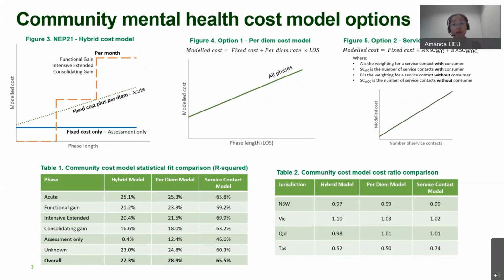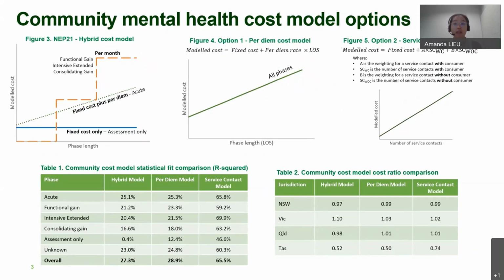In evaluating these alternative model structures, we looked at 2 key measures, the first of which was R-squared to evaluate the model statistical fit, where a higher R-squared implies that the model captures more of the cost variation. And the second was cost ratios to evaluate how well the model predicts actual costs.